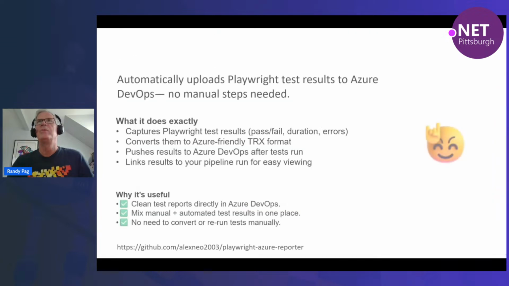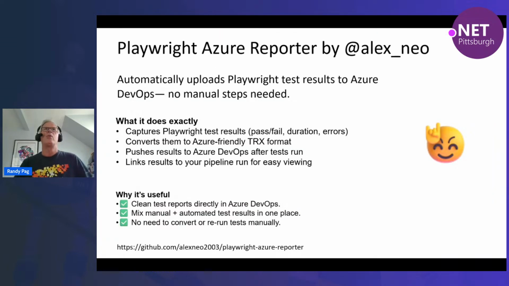There's a special reporting tool called the Playwright Azure Reporter by Alex Neo that built this. And basically what it does is allow me, during automation, to write the test results back, pass, fail, whatever errors, into this very friendly TRX file. And then it gets uploaded as part of the pipeline, pretty much. That's pretty straightforward. I'll make sure I show that as well.